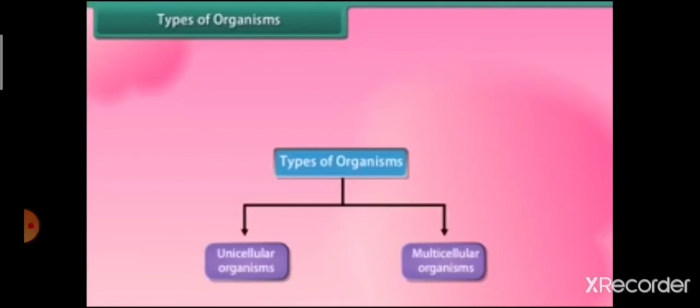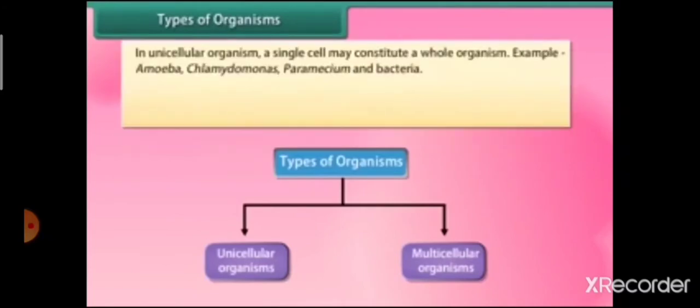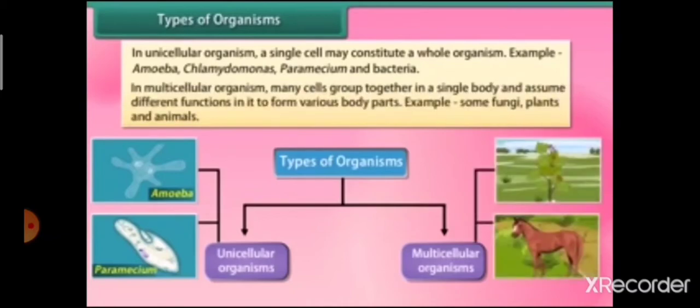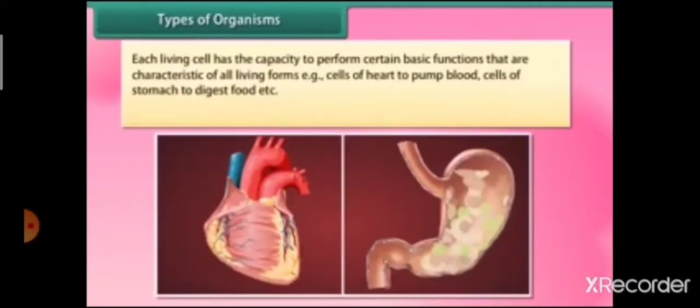Now, types of organisms. There are two types of organisms, unicellular and multicellular. In a unicellular organism, a single cell may constitute a whole organism, for example amoeba, chlamydomonas, paramecium and bacteria. In a multicellular organism, many cells group together in a single body and assume different functions to form various body parts. Examples are fungi, plants and animals.